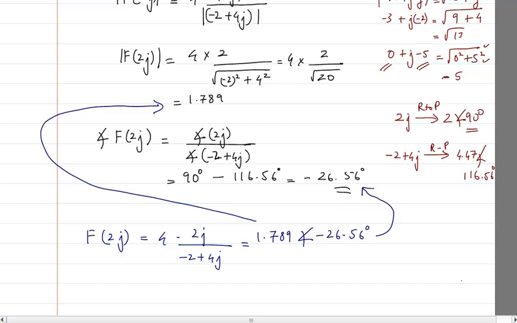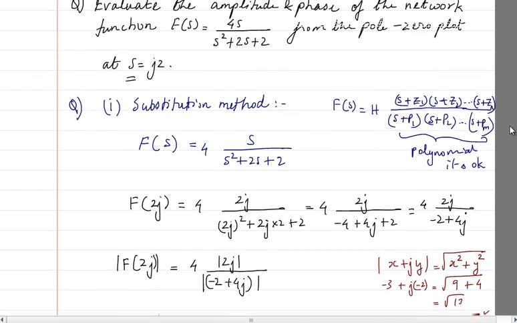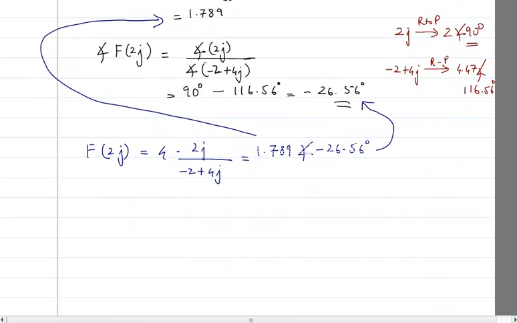Now what is the graphical method? Because in your syllabus, it is basically discussed as the graphical method. So what is the graphical method of doing it? Let me write that here. F of s is already given as 4 into s divided by s square plus 2s plus 2. So this is the h, and then we have the numerator polynomial and the denominator polynomial.